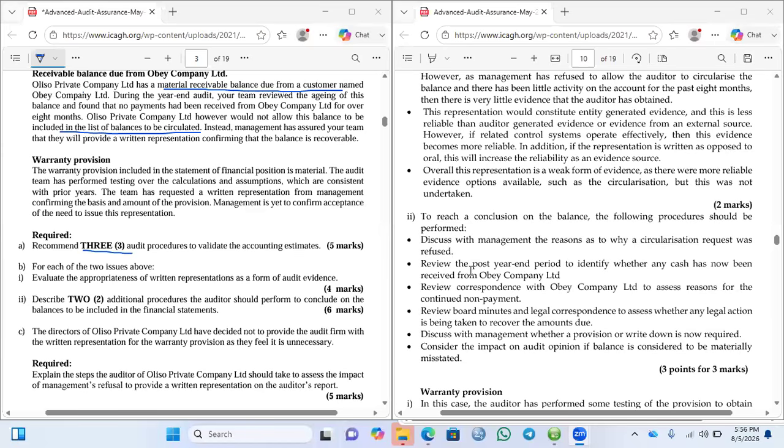Okay, so that one is 6 marks. So 3 points for 3 marks. These people, the way they are sharing these marks. Okay.